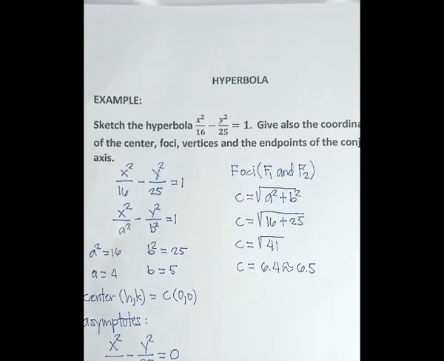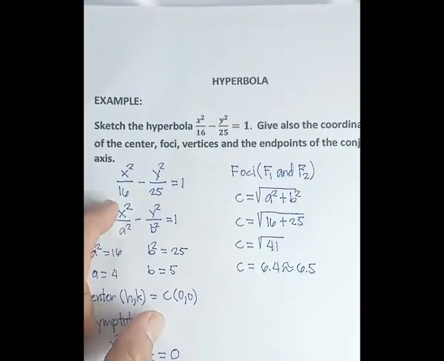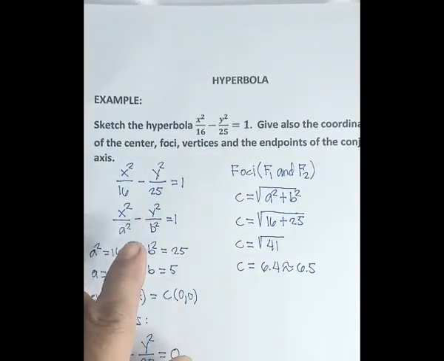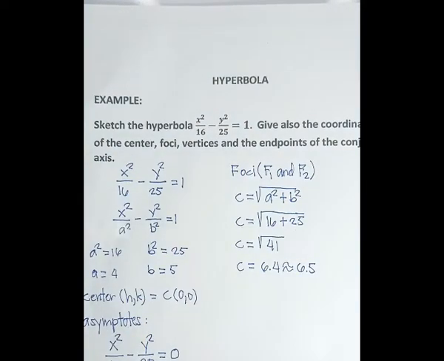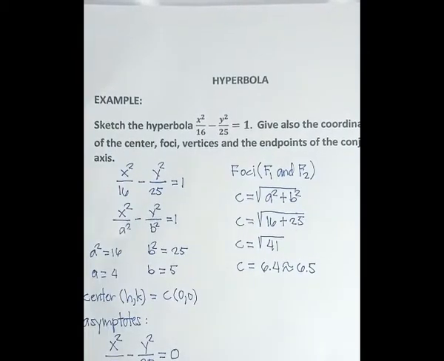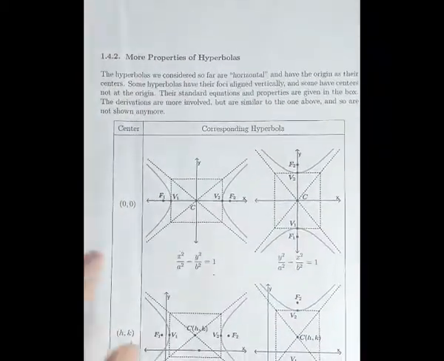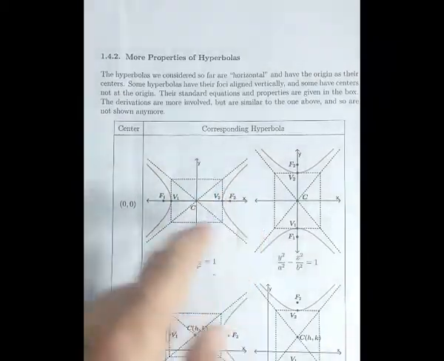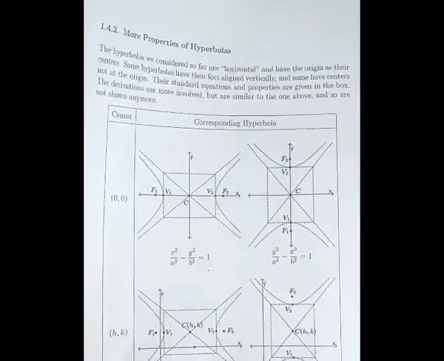Okay, let us now plot our hyperbola x squared over 16 minus y squared over 25 equals 1. Take note that for this form, we expect the hyperbola to be horizontal in orientation.